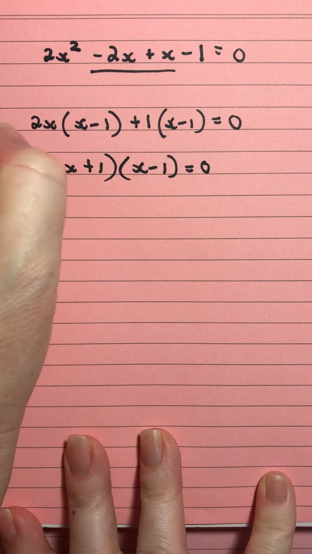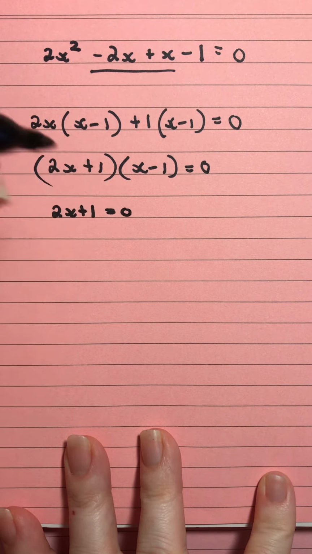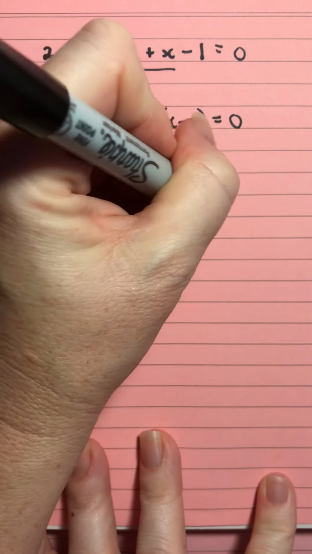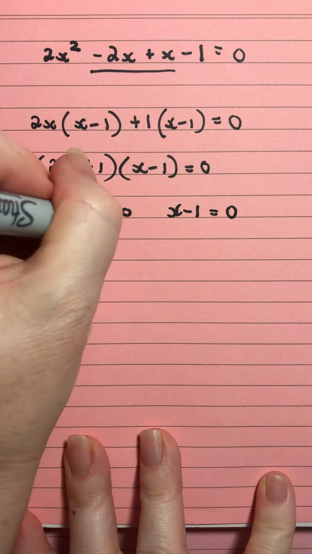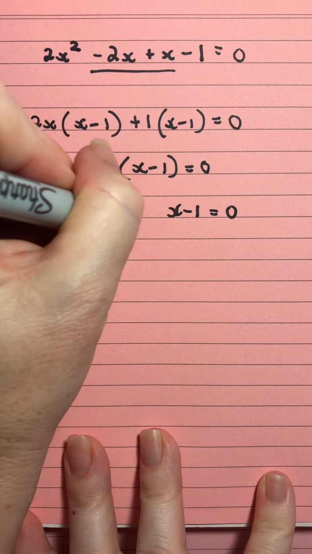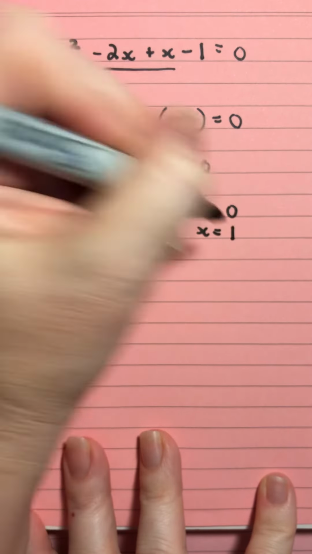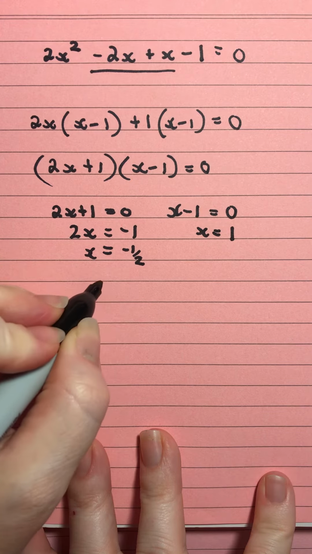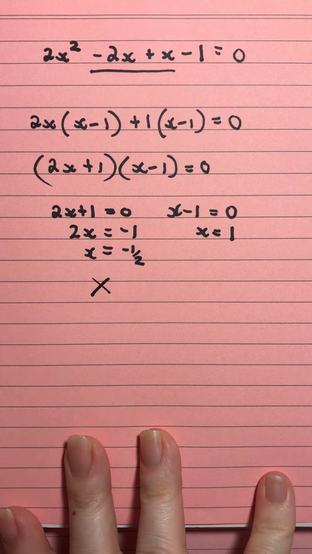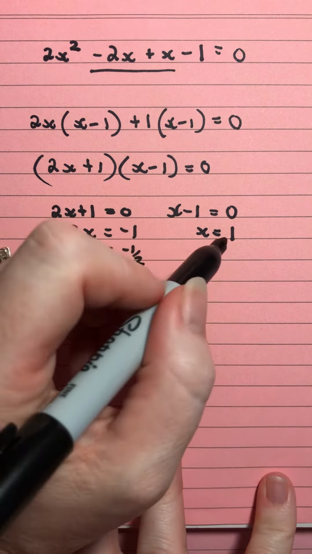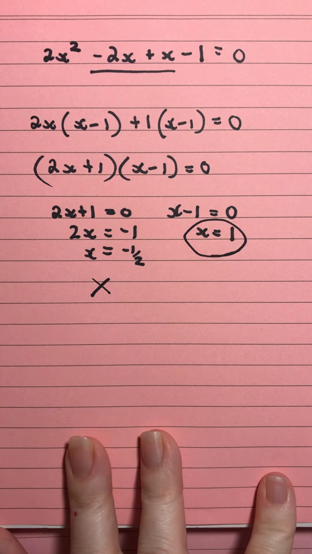Then when we solve, we can say that either 2x plus 1 equals 0 or x take away 1 equals 0, using our null factor law. So we get 2x is equal to -1, x is equal to -1/2, and x is equal to 1. Now, x is equal to -1/2 we can't have for our logs because we can't have a negative value. So our only solution here is x equals 1.